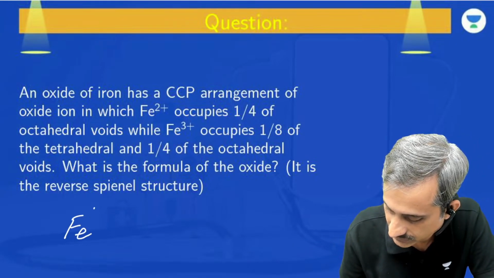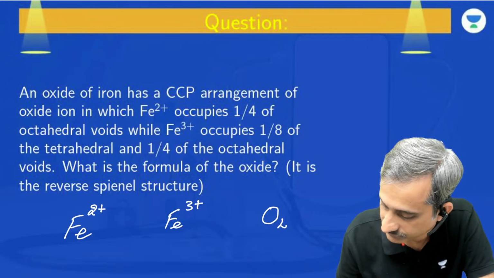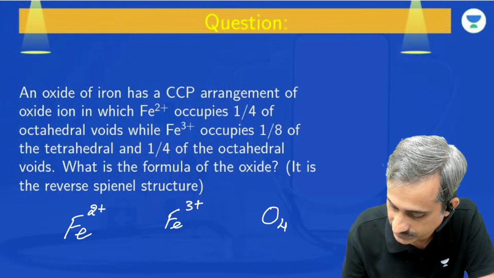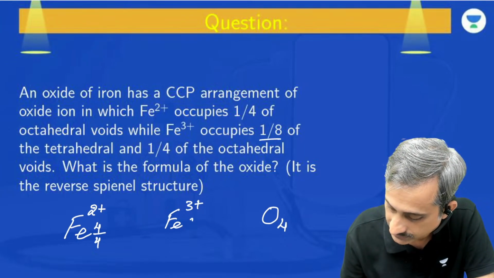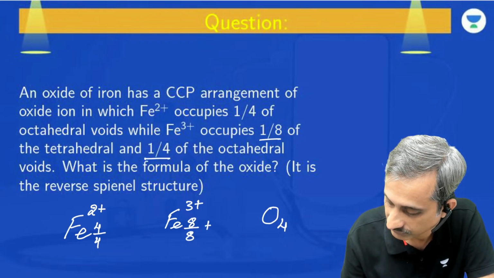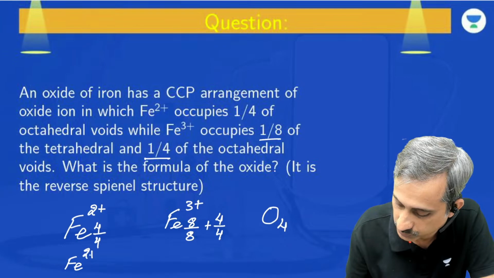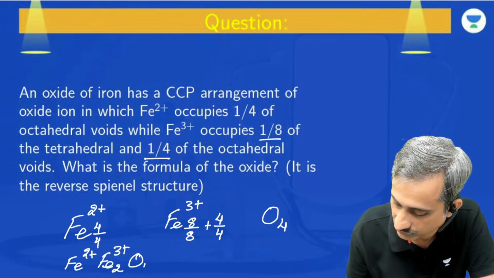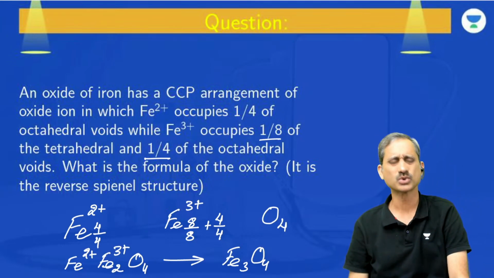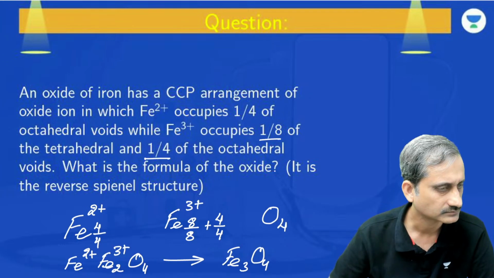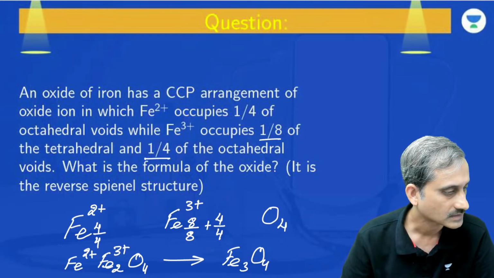We have Fe2+, we have Fe3+, and we have O. Now, O forms 4. Fe2+ occupies one-fourth of the octahedral voids, so it is 4 by 4. Fe3+ occupies one-eighth of the tetrahedral voids, that is 8 by 8, and one-fourth of the octahedral voids, that is 4 by 4. So the formula is simply Fe2+ Fe3+ twice O4, or normally written as Fe3O4. Such a simple question. Why do you take so much time? Is this clear now?